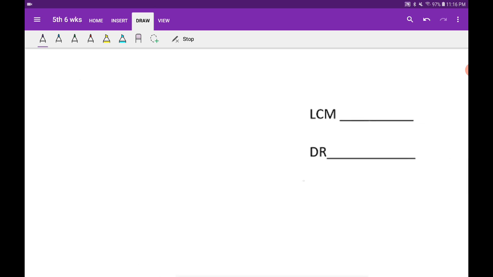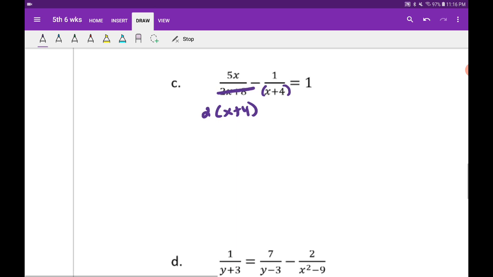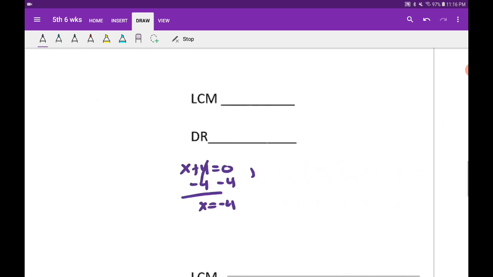Another thing you could do is take the x plus 4, set it equal to 0, and then just simply solve for it. Subtract 4 from both sides. We get x equals negative 4. And this will work for the other denominator as well: 2 times x plus 4.